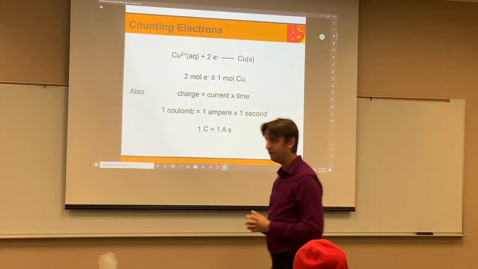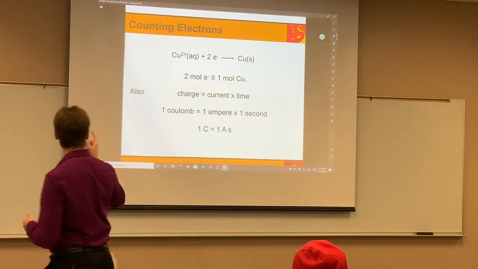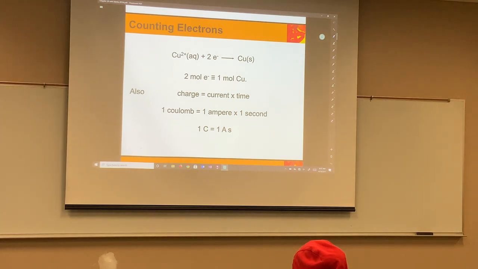So copper 2+, and we add 2 electrons, and we turn an aqueous solution of copper into a solid chunk of copper. Now that solid copper, we could separate it from the solution, it's got a certain mass, and we could weigh that. And that's what we're trying to figure out.